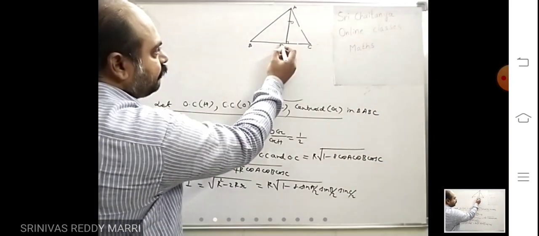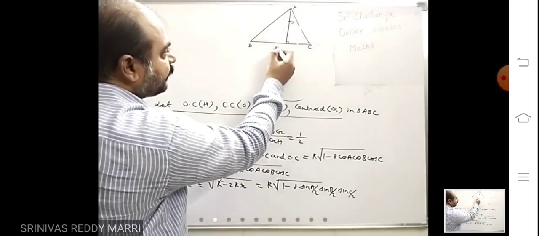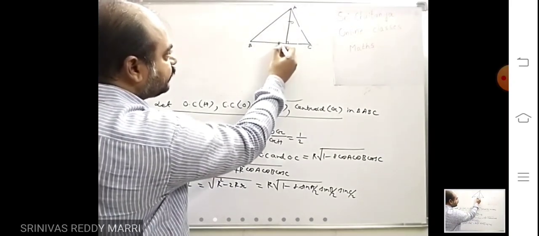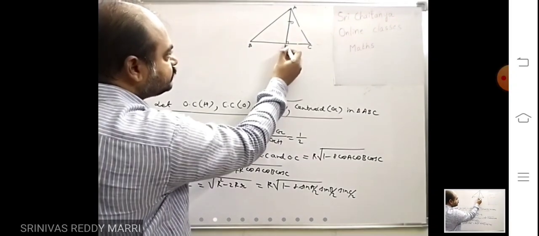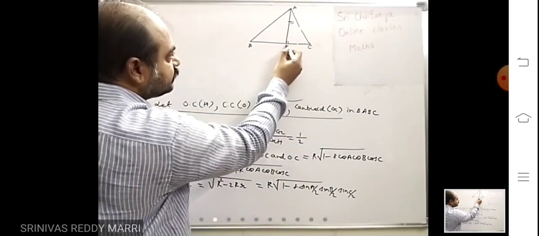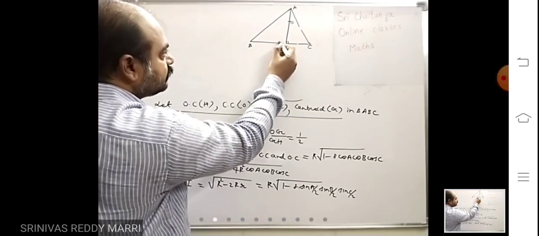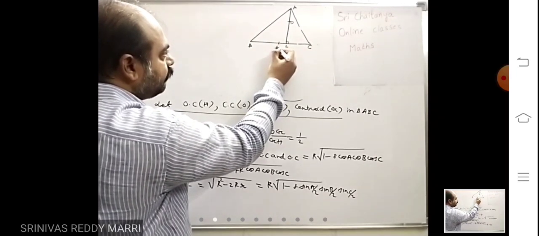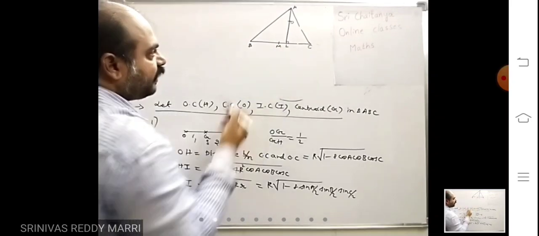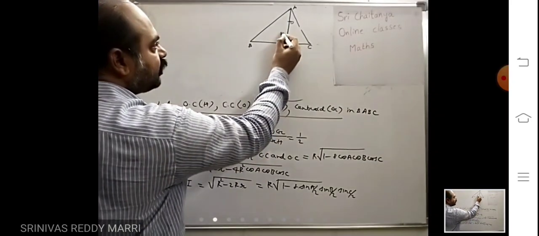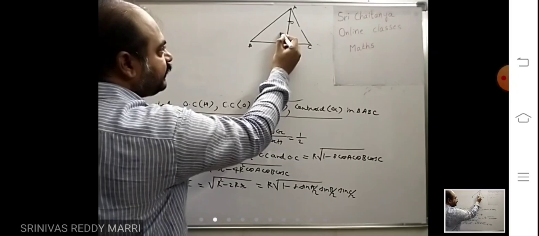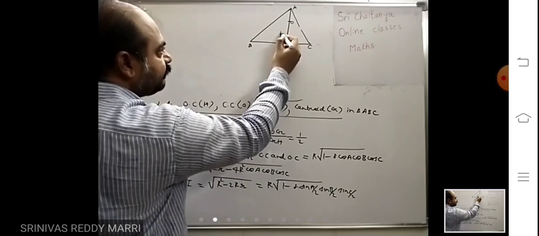Now I am drawing the perpendicular bisector of BC. Let us say this is L, and this is M. M is the midpoint of BC. I am drawing the perpendicular bisector.